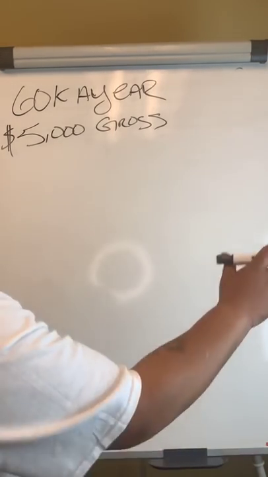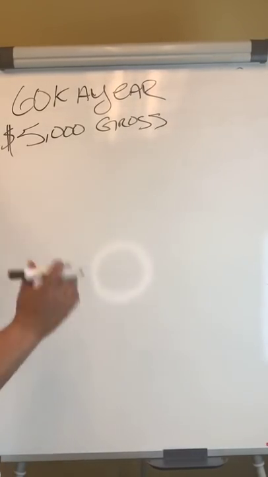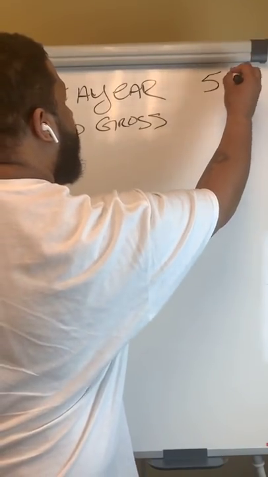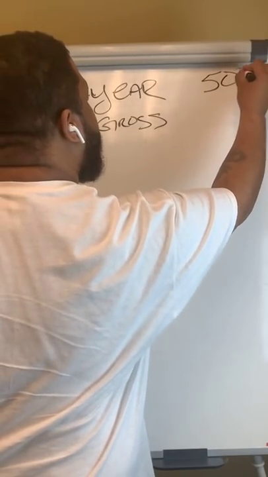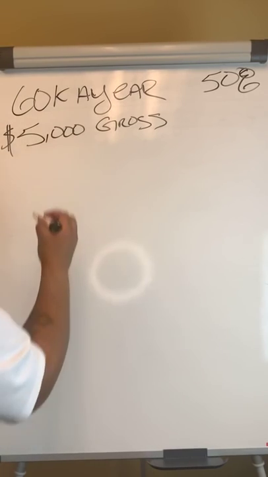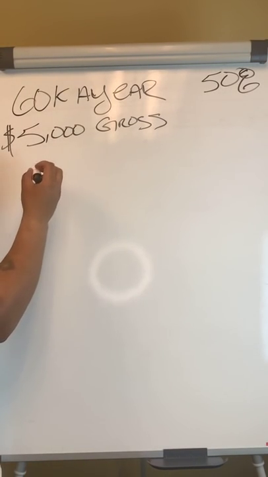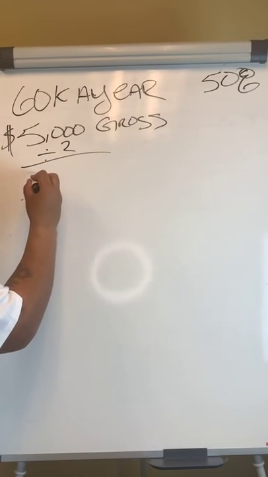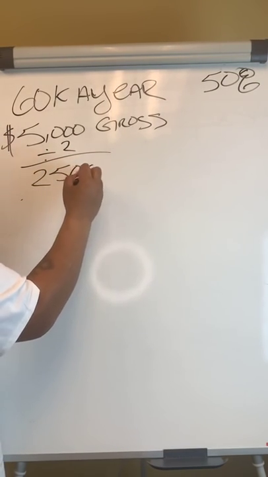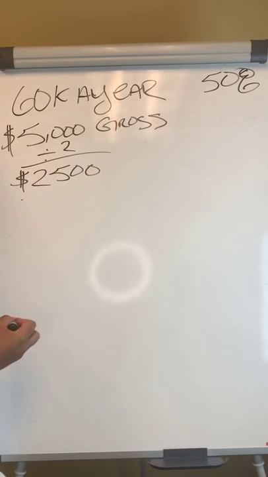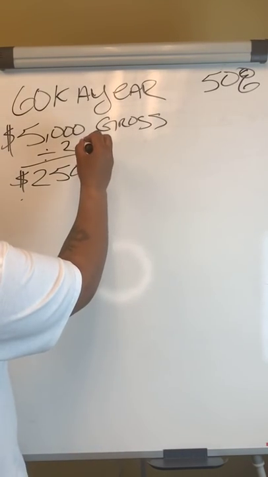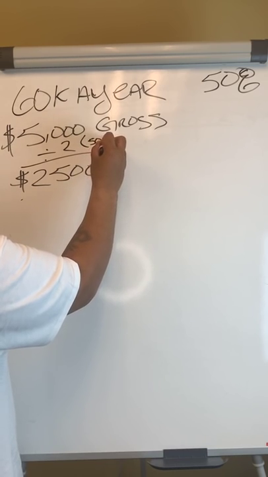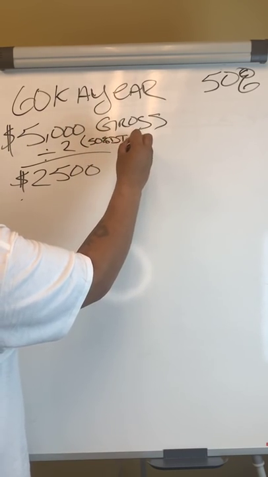All right. So we're gonna do this at 50% DTI. Let me just put that here so y'all know. How to figure out 50% DTI? So you just do $5,000 gross. Divide that by 2. Very simple. It's $2,500 a month. And this gives you 50% DTI.